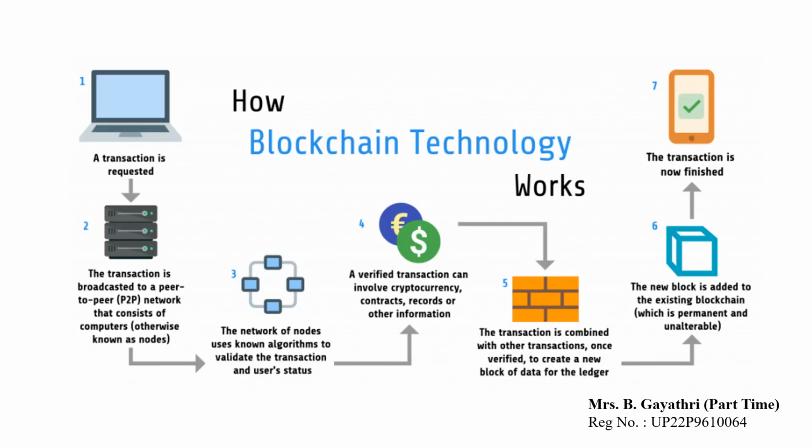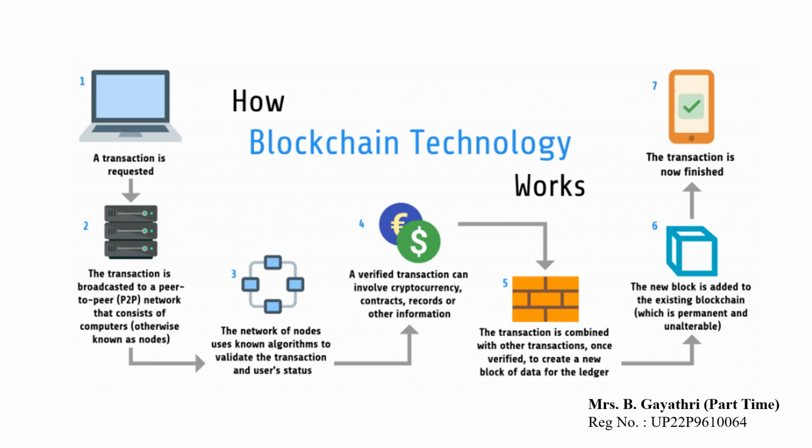So this shows the blockchain technology, how it works. Once a block is created, the block is transmitted to a peer-to-peer network which consists of lots of nodes in the particular network. The network of nodes uses some algorithm to validate the transaction and the user's status.